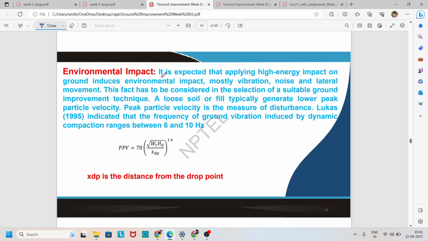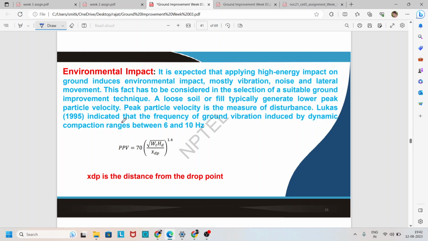It is expected that applying high energy impact on the ground induces environmental impact, mostly vibration, noise, and lateral movement. This fact has to be considered in the selection of a suitable ground improvement technique. A loose soil or fill typically generates lower peak particle velocity. So the environmental impact is found out by the peak particle velocity. The peak particle velocity is a measure of the disturbance.